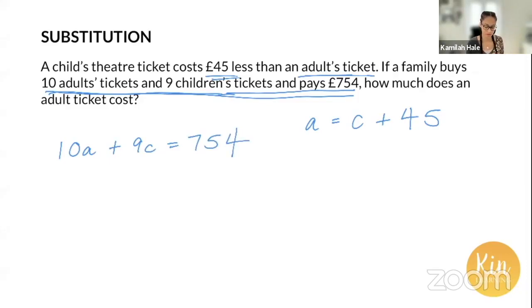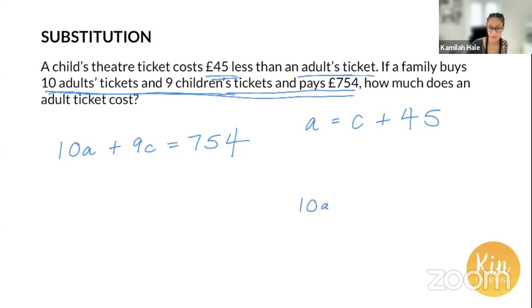Okay, 10 adults tickets plus 9 children's tickets equals £754. Now, remember I said we can't solve an equation if we have two unknowns. So we have to replace this with some c's, and then we'll be able to solve. So what can I replace 10A with? I want to write it in C form. So 10 adults tickets cost the same as what?